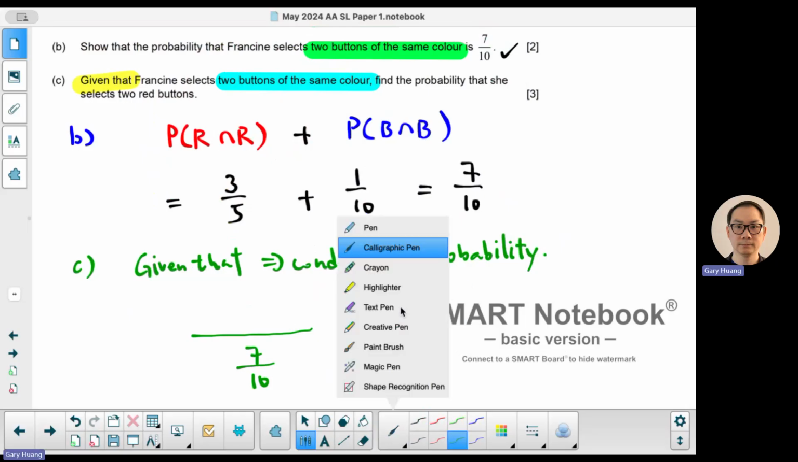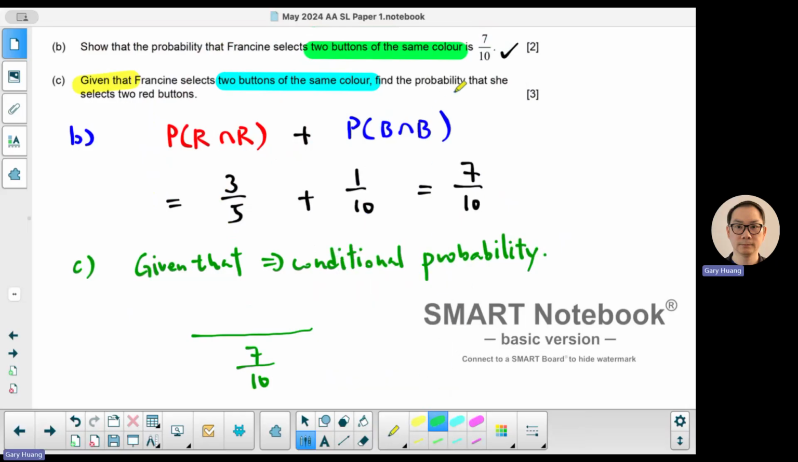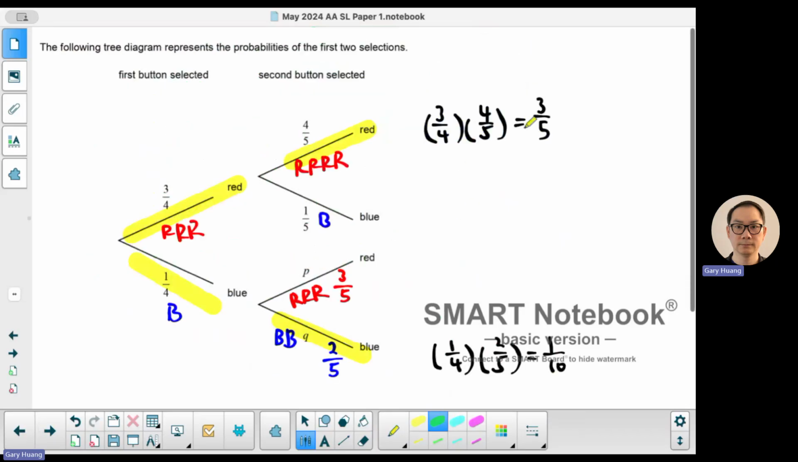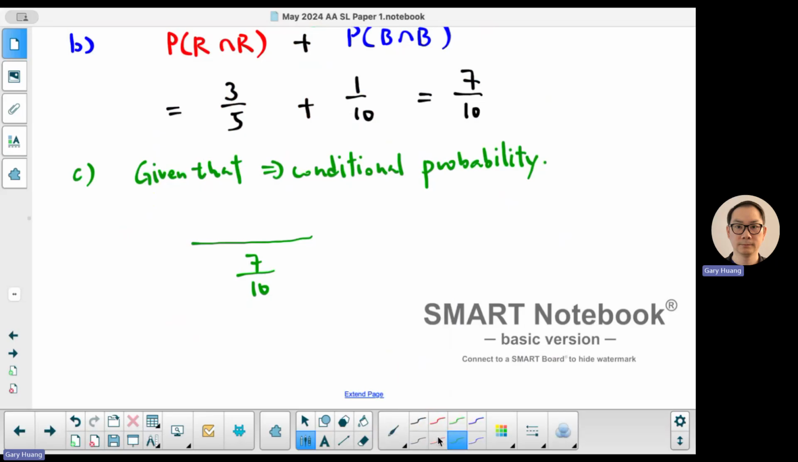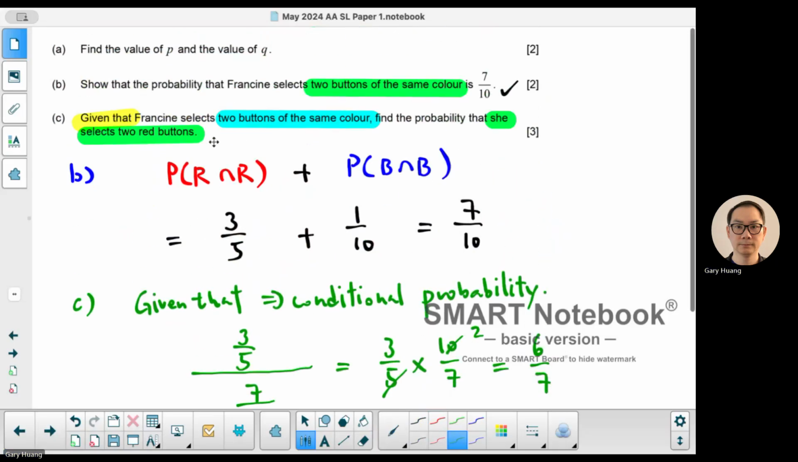Now, what goes into the numerator? Well, what goes in the numerator is that she selects 2 red buttons. So the probability of red and red goes on top. What's the probability of red and red? It's 3/5. So 3/5 would go to the numerator. That's the probability of red and red, divided by the condition, which is the probability of 2 buttons of the same color. So dividing by a fraction is multiplying by its reciprocal. 5 and 10 reduce, so that's going to be 6/7. Part C is going to be 6/7.